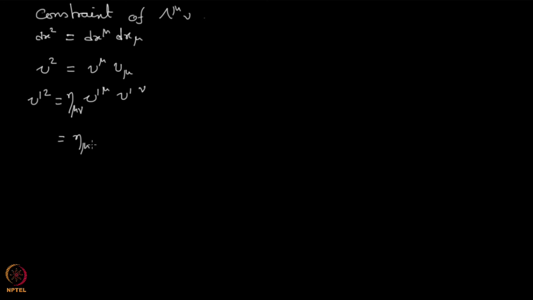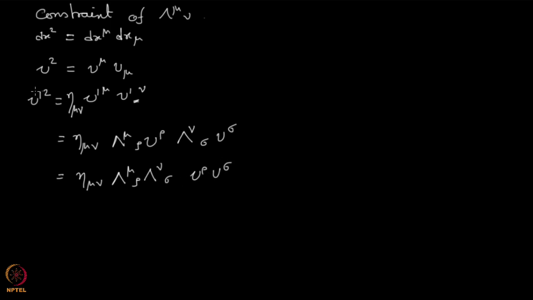Now I will write this as lambda mu rho v rho, and this object I will write as lambda nu sigma v sigma. Let me collect terms: eta mu nu, lambda mu rho, lambda nu sigma, v rho v sigma. But v prime square is the same as v square, which I am going to use anyway, but let me first write v square. I will write it as eta rho sigma v rho v sigma. Now, this and this have to be the same.